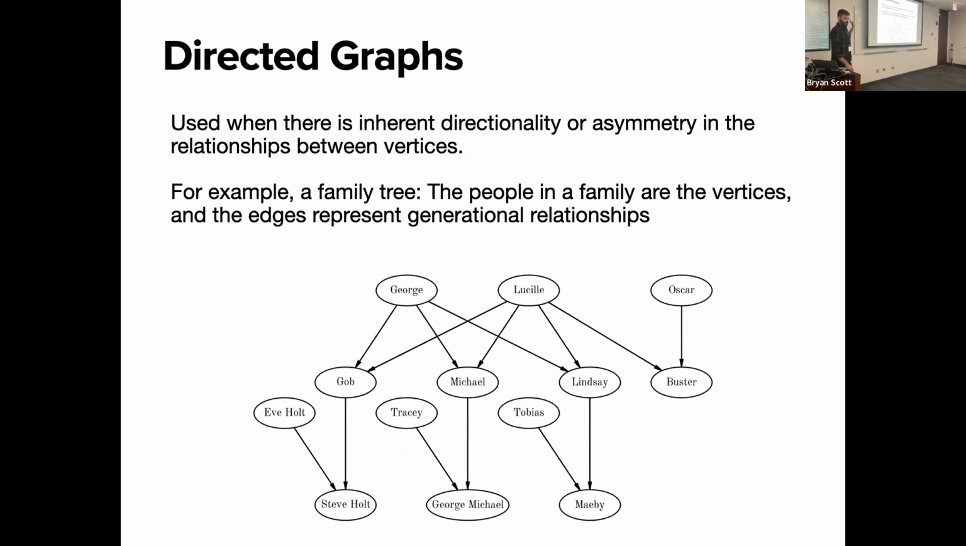So again, that's context. We're not going to talk a lot about undirected graphs. All the examples and the problems that we're going to do are going to be directed graphs because they're going to be probabilistic models. But an example of a directed graph that's not a probabilistic model is a family tree. That's a case where there's some inherent asymmetry between children and parents, or generational relationships in a family. So you can have edges that represent this asymmetry going down.